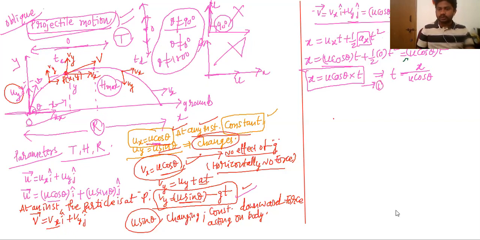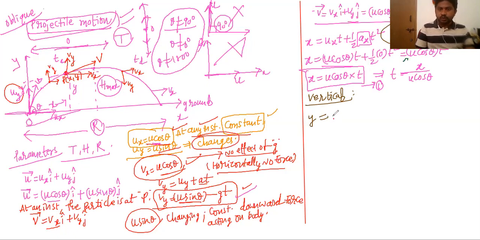Let's concentrate on vertical motion. So this is the horizontal motion, no confusions. Horizontal motion we have covered, and now let's concentrate on the vertical motion, no confusions. Vertical displacement is y, right? So at this point, the y coordinate is y.